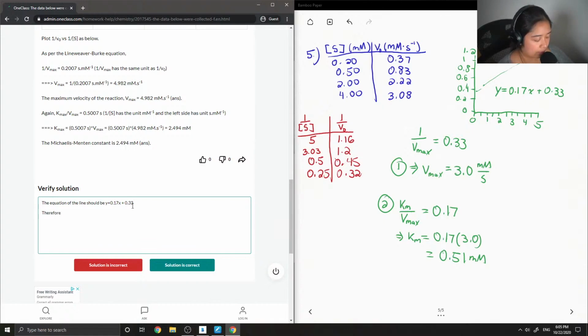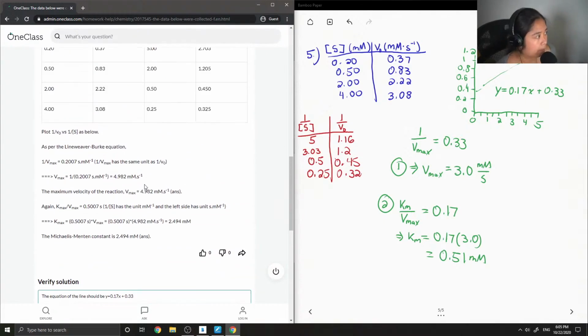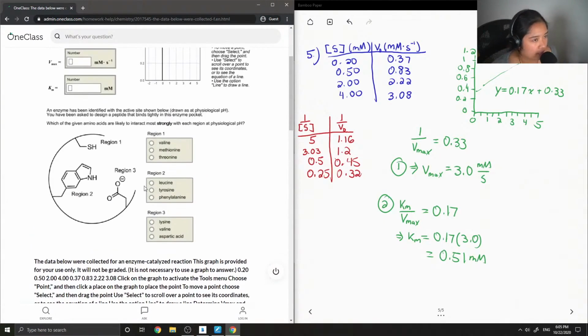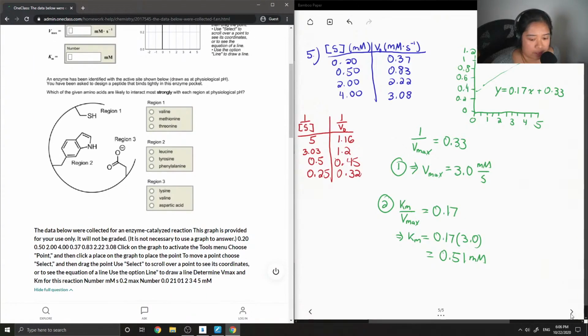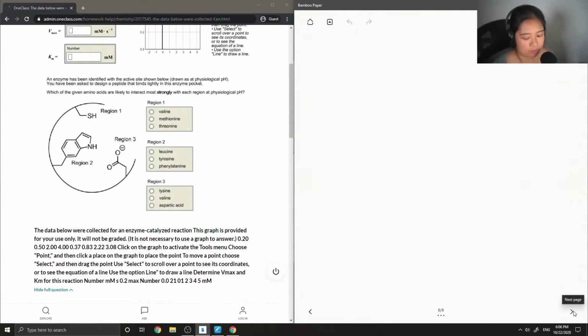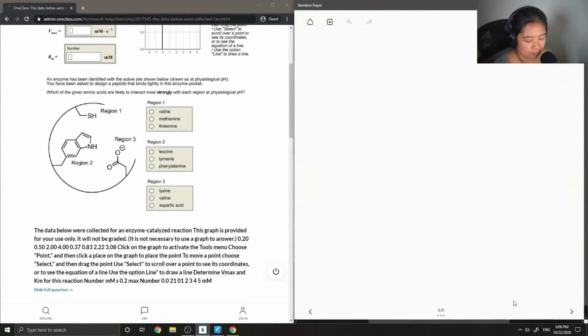Therefore, Vmax will be equal to 3.0 over s, and Km will be equal to 0.51 mM. It doesn't look like they answered part B of this question, but I'm just gonna do it right here.